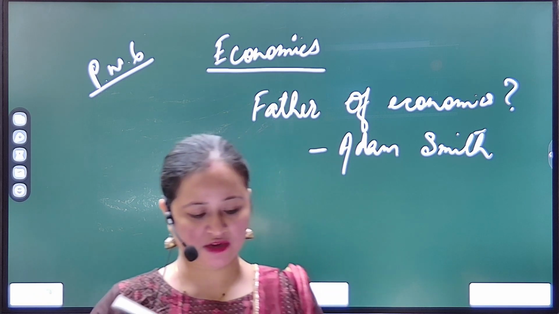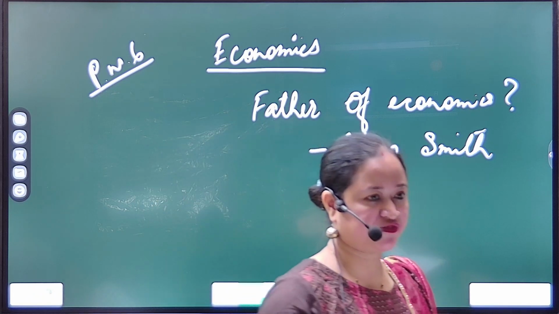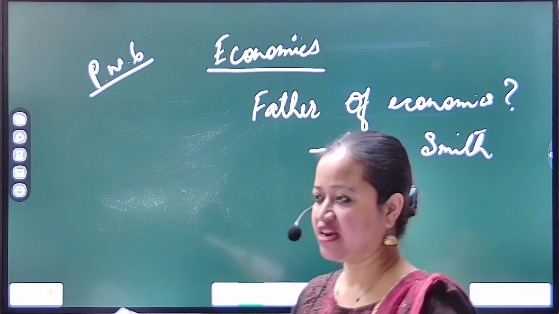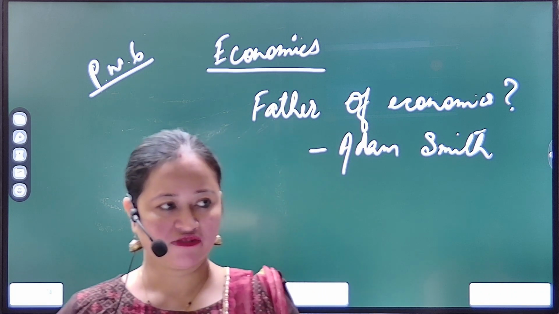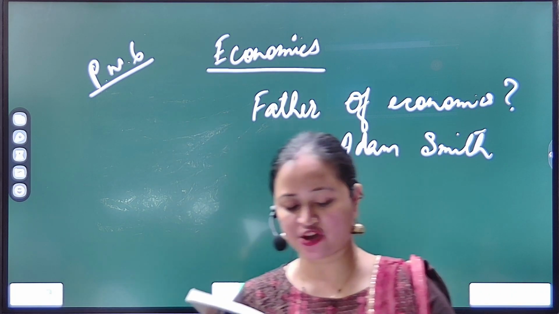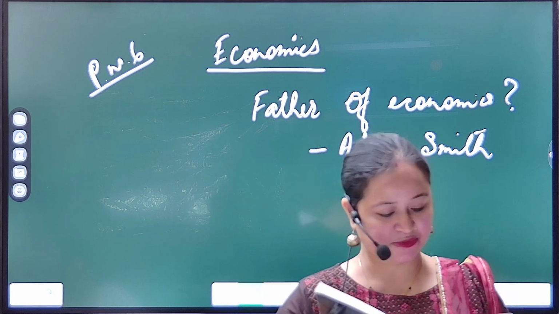Fine. So I have gone through the previous year question paper. This is also one of the questions that has been asked, and 4 options are given. 4 names of the economists are given. You have to choose the correct option. So the correct option will be Adam Smith, right?